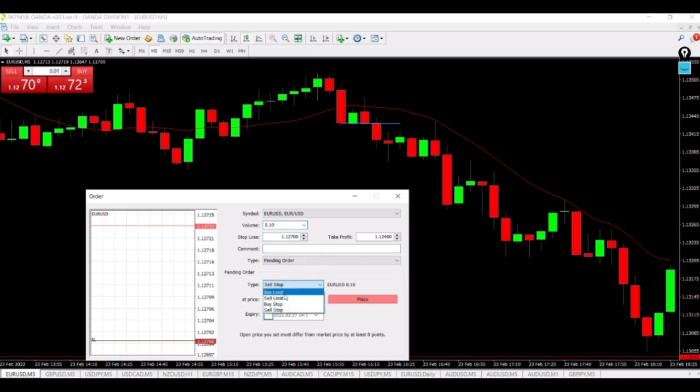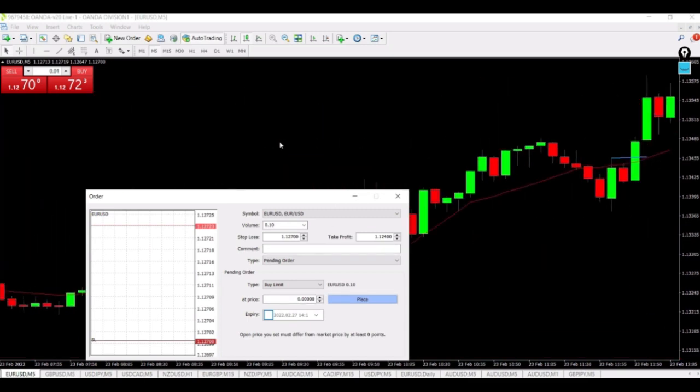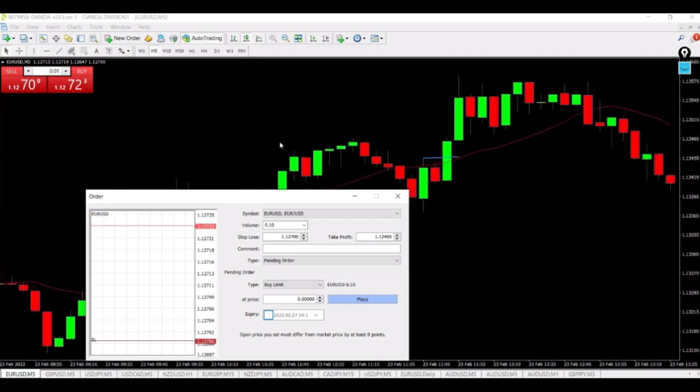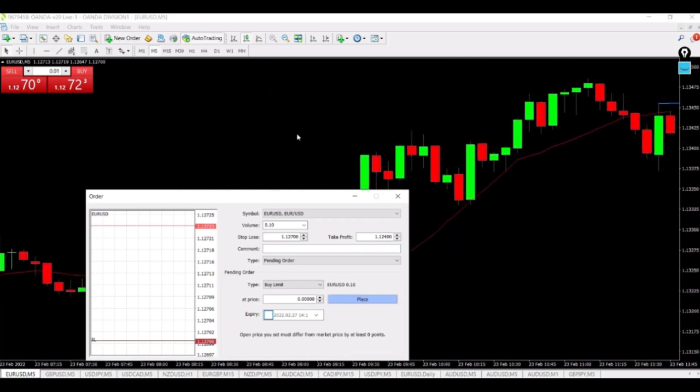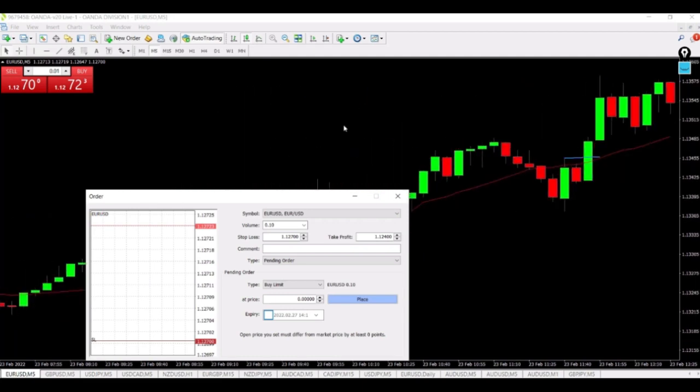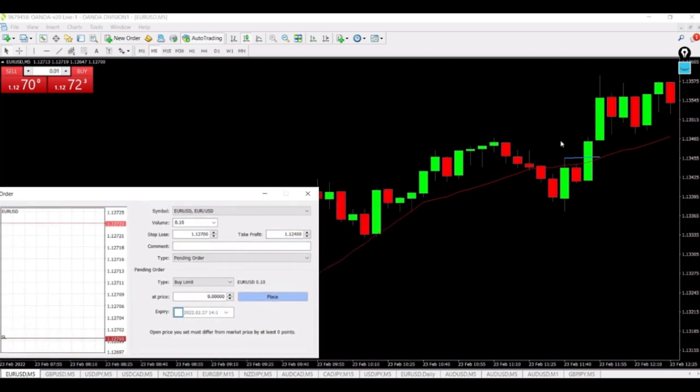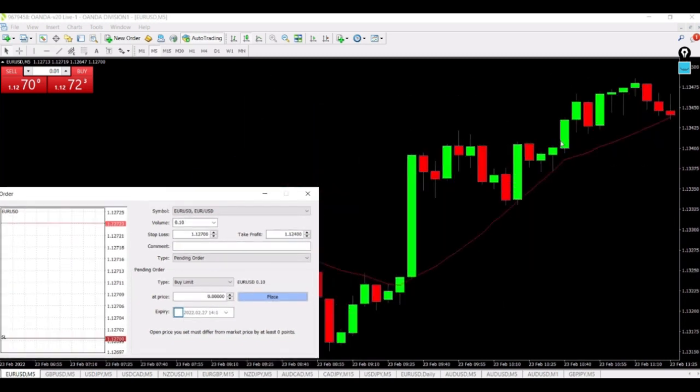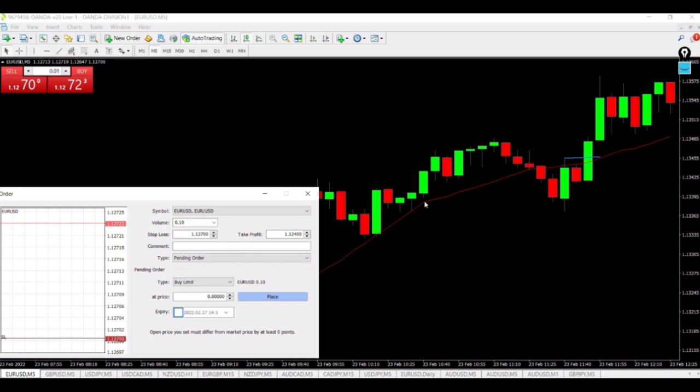a buy limit is basically, let's say that I want to buy, let me see if I can show you guys. All right, so let's say I want to buy this level right here. Let's say I want to buy this level right here, guys. All right, this level right here. So the market's going up, and I want to buy this level right here.